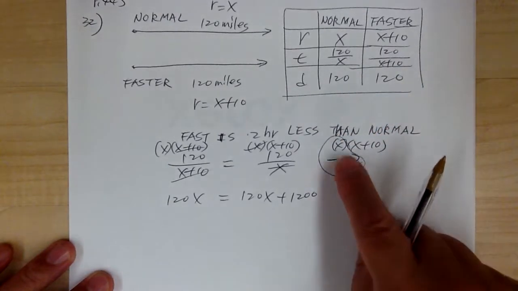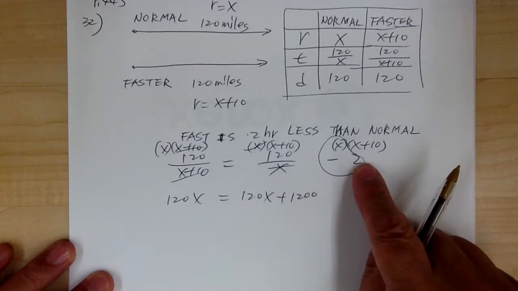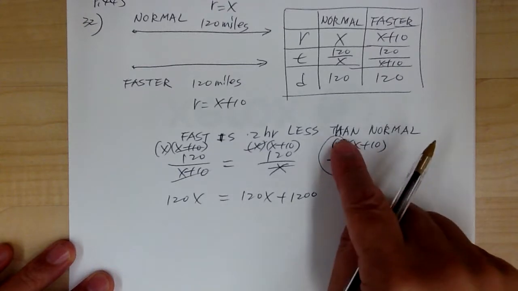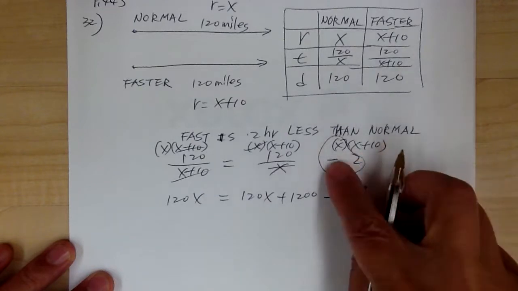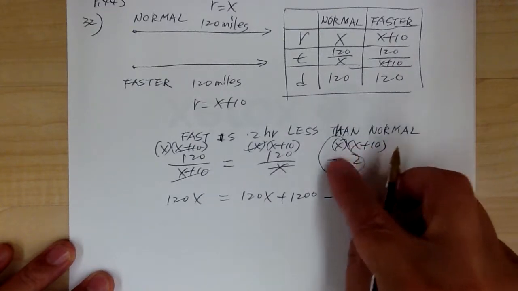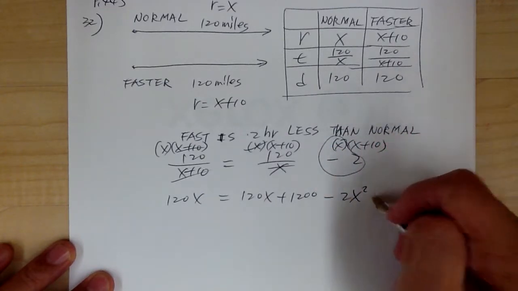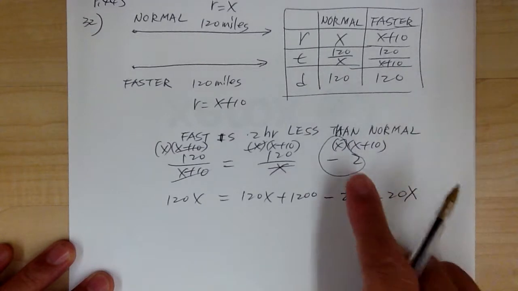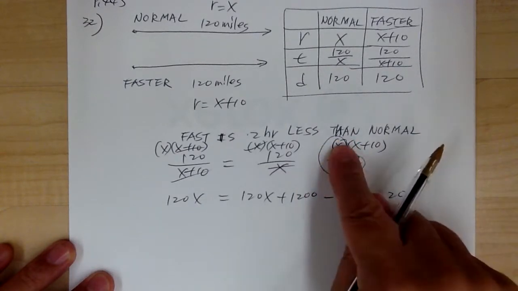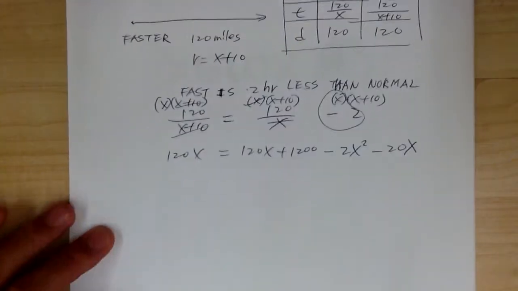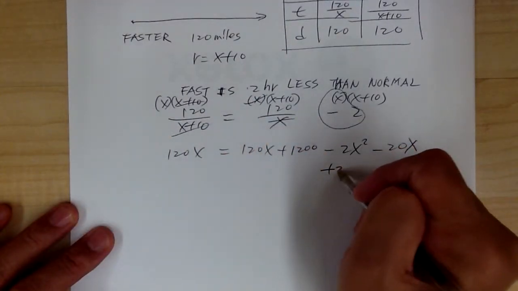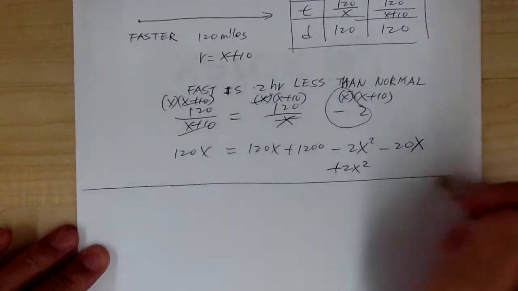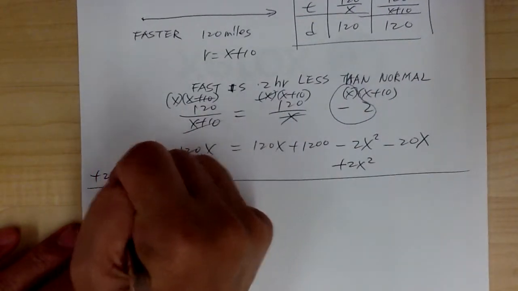So this will be minus 2. So negative times 2 is minus 2 times x will give you minus 2x, and times x will give you minus 2x squared. Minus 2x times 10 will give you minus 20x. So multiply this first before you distribute. Okay, I'm going to move everything to this side. So plus 2x squared.